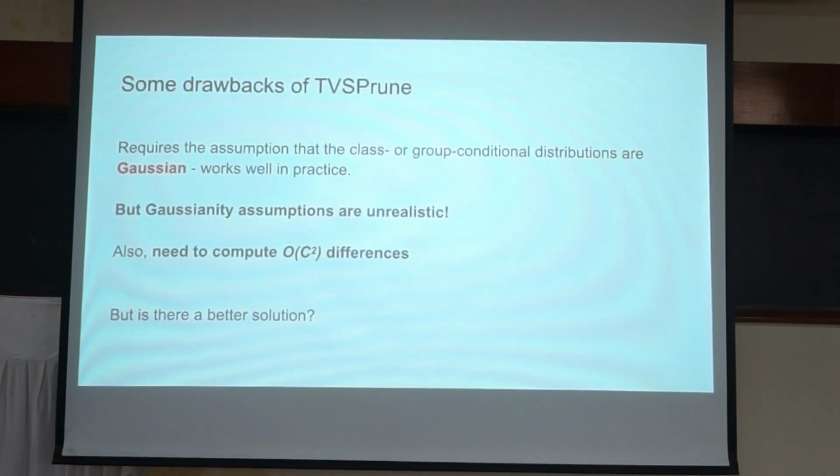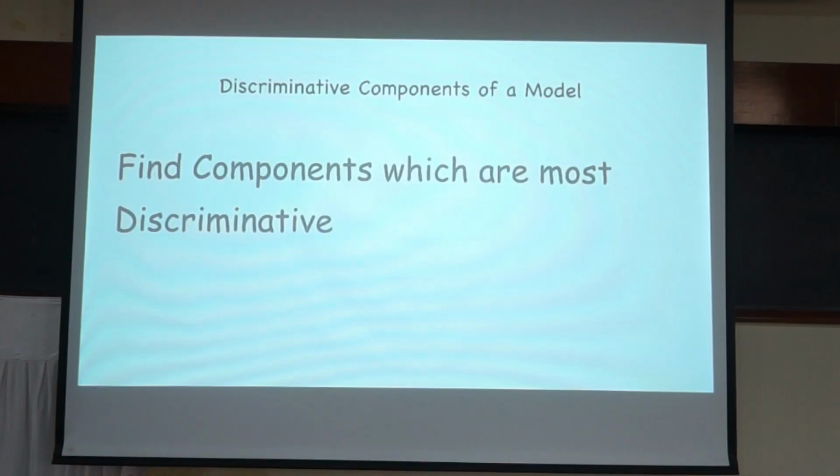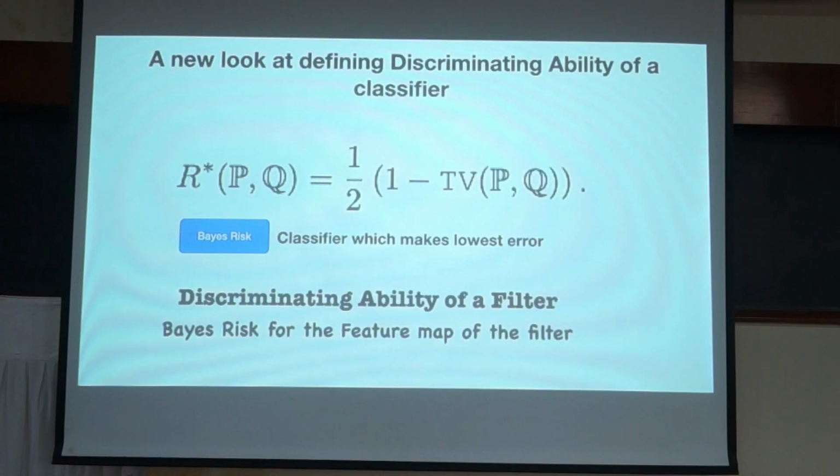So this is the first thing on TVS prune. We made the assumption that things are Gaussian, right? But now the question is, is there a better solution for this? So now here comes this question as Chetan asked. Can you make it more fine instead of this TV distance? Of course, we have the Gaussian assumption and all that, right? Can you make it more specific? Find components which are most discriminative. To do that, I need a definition of discriminativity, right? Now there is a very famous, classical result. This R star is basically the Bayes error, as it's called.